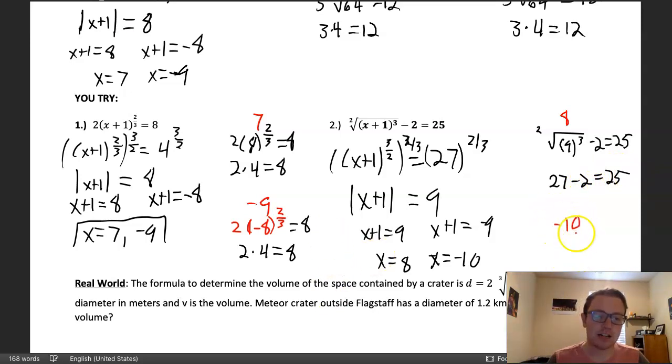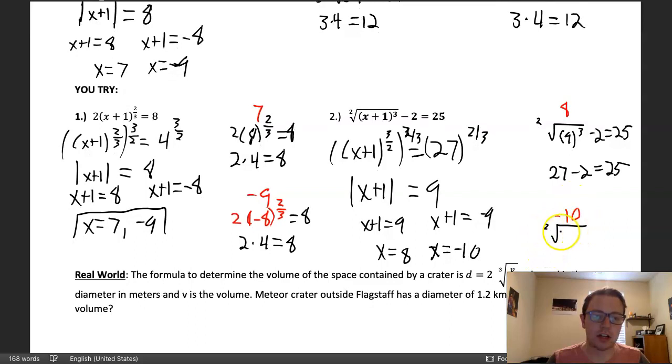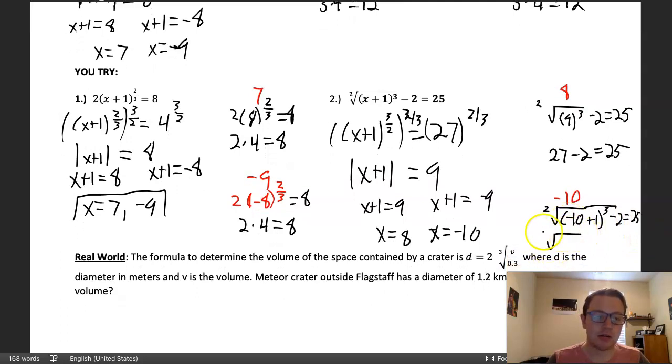Now let's try negative 10. When we do this, we're going to get the square root of negative 10 plus 1 cubed minus 2 is equal to 25. Or in other words, this is going to be the square root of negative 9 cubed. Negative 9 cubed is going to give us a negative value here. Negative 9 cubed will give us negative 729 minus 2. We can't take the square root of a negative number. So that means that negative 10 is not our solution. Our only solution for this one is x is equal to 8.